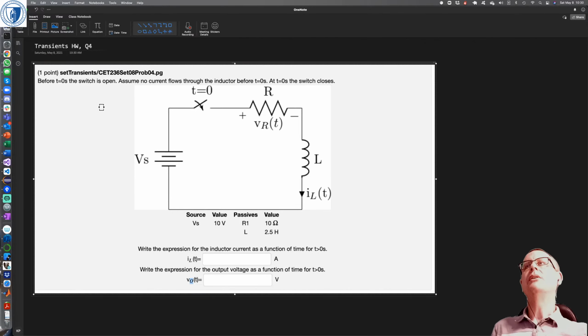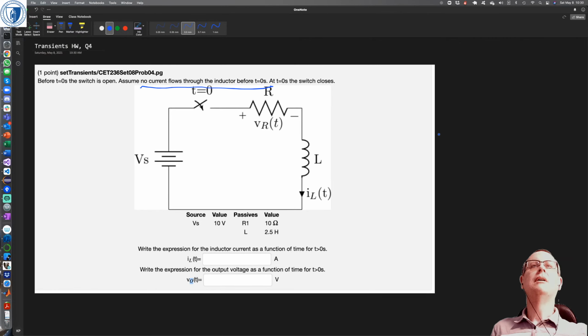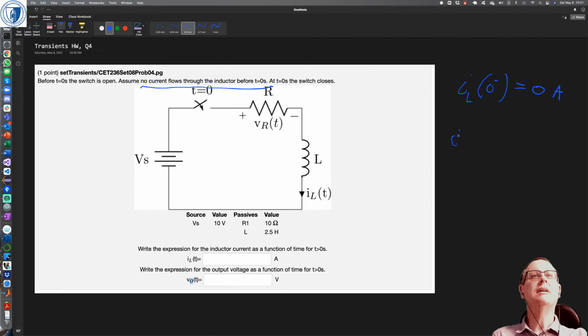So for the initial condition, we're already good. IL at time 0, 0 minus, is 0. Okay, so then the question is, what is IL at time infinity? So that's the initial condition, and this is the final condition.